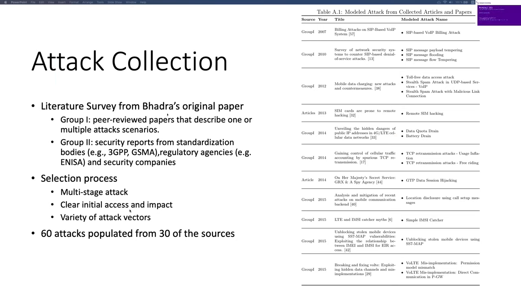And we tried to select multi-stage attacks that include a clear initial access and impact, and also cover a variety of attack vectors. So we can try to mimic the real network on the operator's side from the academic papers. In the end, we modeled 60 attacks populated from 30 of the sources, and you can find the sources in the paper.